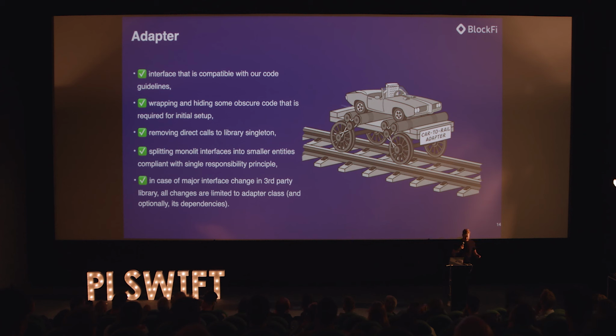We can wrap and encapsulate all the specific parameters from the library inside our adapter. We can remove direct calls to the library. We can split the monolith interfaces, which have a lot of different functions from different use cases, into separate interfaces per use case and then use composition to make it work. And in the case of major changes in the interface, all the changes that we need to do are limited to the adapter and its dependencies instead of a lot of source files in our code base.